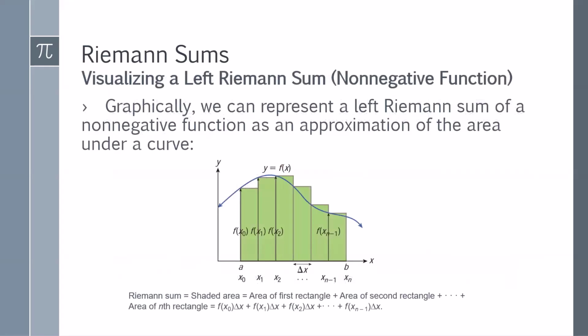Graphically, we can represent a left Riemann sum of a non-negative function as an approximation of the area under the curve. The left Riemann sum always takes the box heights based on the left endpoint of each subinterval.